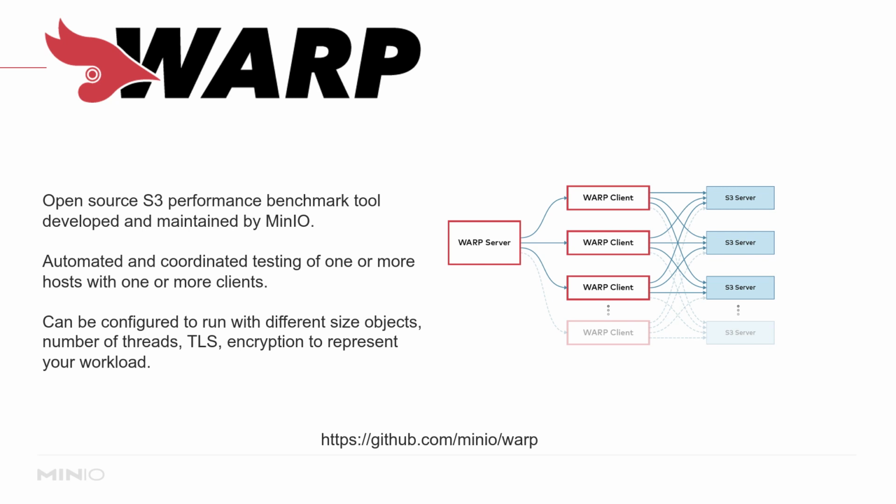You can use one host, you can use multiple hosts, although we do suggest using at least one client per S3 server that you're benchmarking in order to maximize load. And most importantly, you can configure warp to run a workload similar to your workload, using different size objects, changing the number of threads, turning TLS or encryption on or off. And that way you can do the most important thing that you can do when benchmarking, which is test using a realistic workload so you know it's applicable to what you're trying to do.